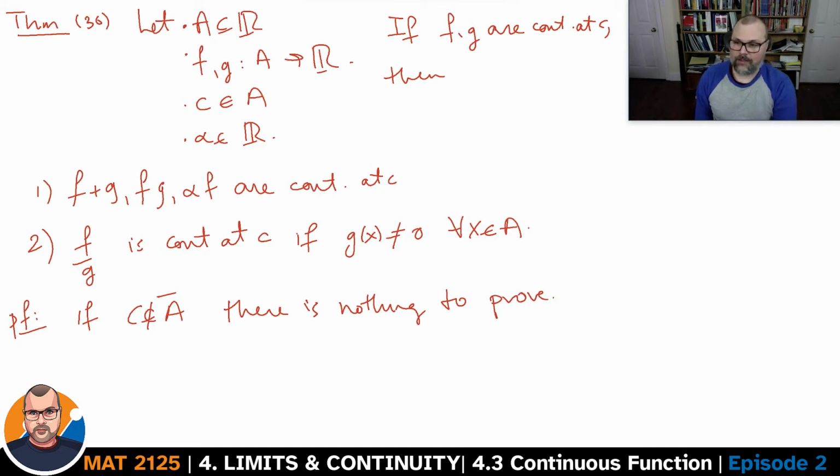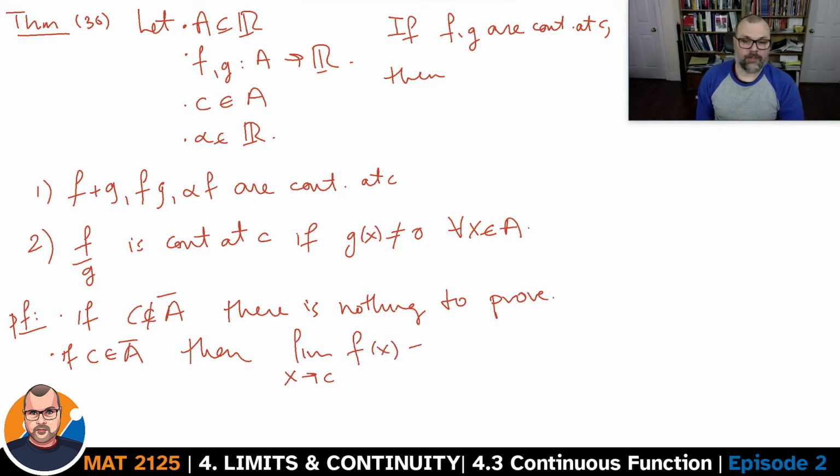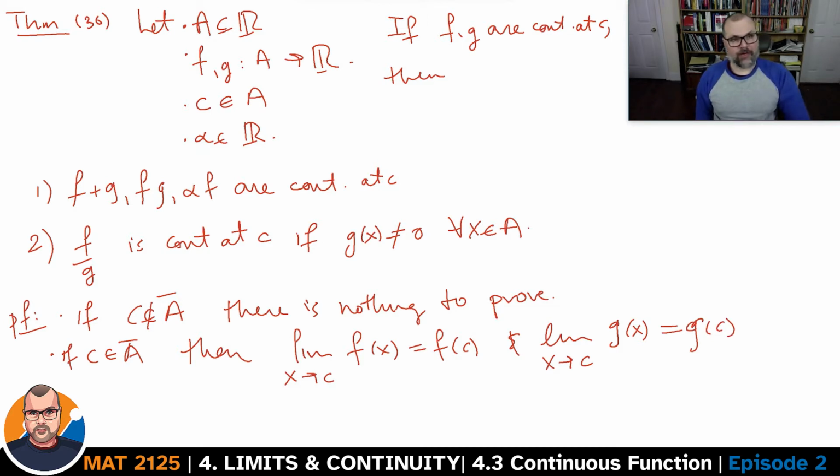If it is a limit point, then continuity of the functions f and g means the limit of f when x goes to c is f at c, and the limit of g when x goes to c is g at c. Then we can just use the theorem on the properties of limits.